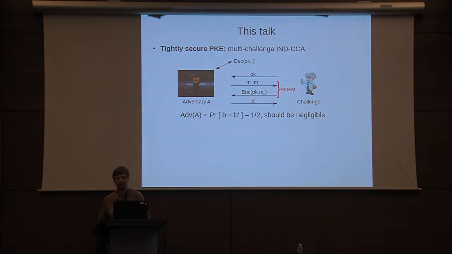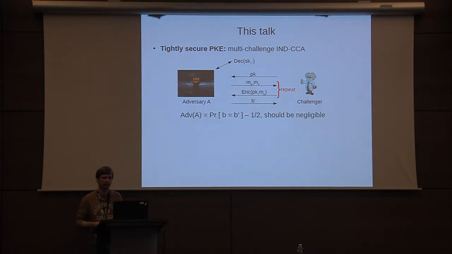Okay, so what we're interested in in this talk is tightly secure public key encryption. The paper is a bit more general, but for the purpose of this talk, we're interested in multi-challenge chosen ciphertext security. This means it's the same as before, but the adversary gets many encryptions of pairs of messages, or of one message where the adversary selects pairs. So this encryption step is just repeated, and he always gets an encryption of the left or always an encryption of the right message, and in the end he has to decide which is which.